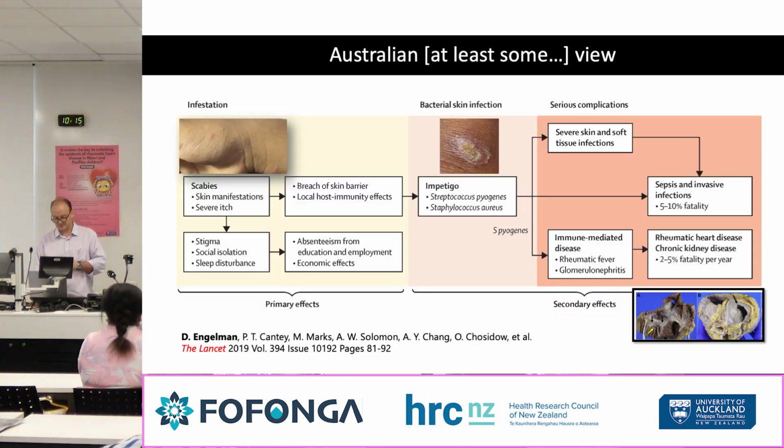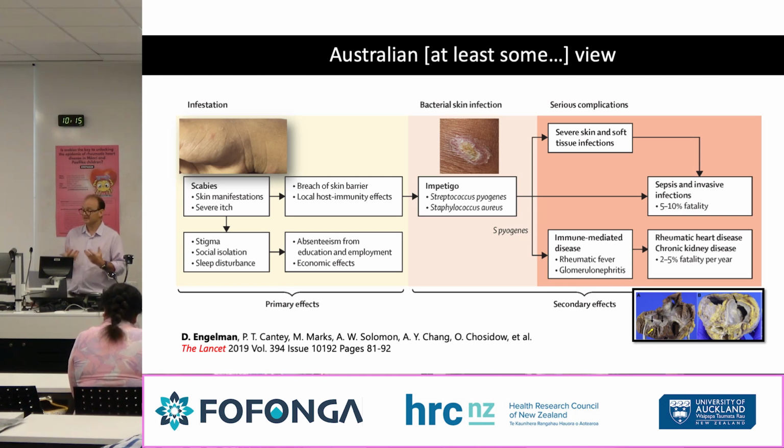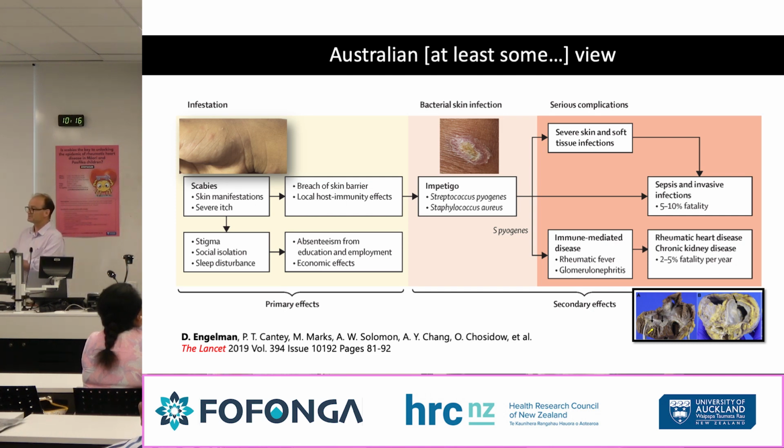And part of the work that I did got me involved with some Australian paediatricians, and just looking at some of their publications, if you look at the right side of this diagram, it's largely consistent with the New Zealand model of rheumatic fever causation. However, there's also a left side which talks about scabies. Scabies leading up to the strep and the soft tissue infection and post-strep complications.